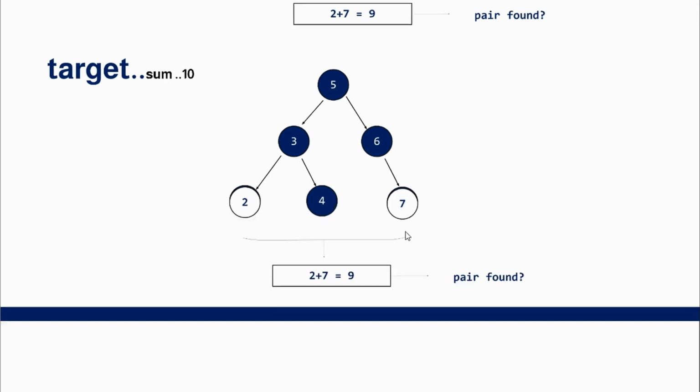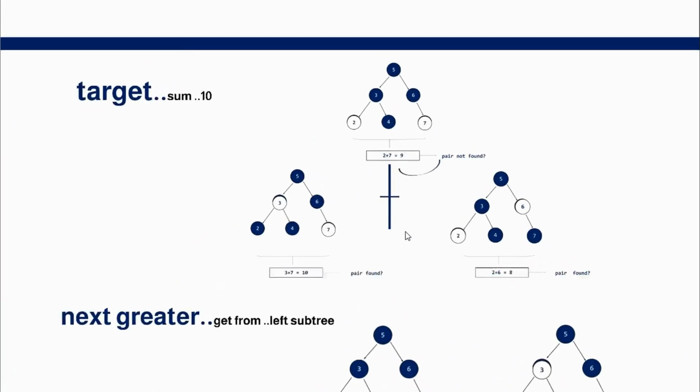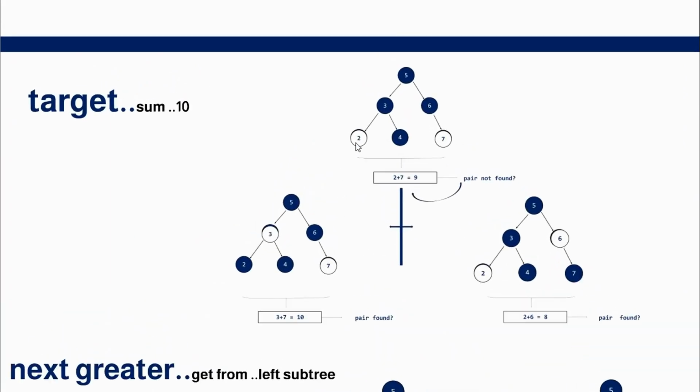First we'll look at the smallest element side. Let's find the next greater element of 2. The next greater element of 2 is 3. If you sum 3 and 7, this is 10. And if you go to the right side and move your greatest element, so find the next smaller element of 7, this is 6. If you sum 2 and 6, it is 8.